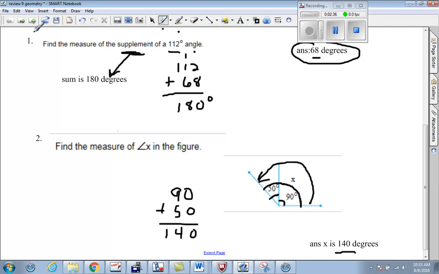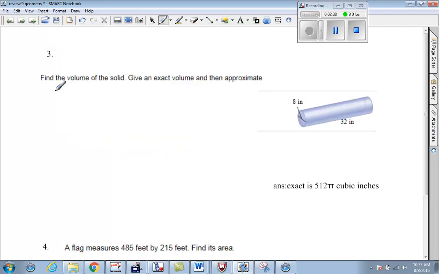Okay, let's go ahead and head to the next slide. Number 3, find the volume of the solid and give an exact volume and then give the approximate. Well, hopefully you're looking at this thinking it's a cylinder. You can retrieve it from your guided notes on iTunes or your memory, or you can Google it, but no matter what, we need the formula for volume of a cylinder, which is pi r squared h.